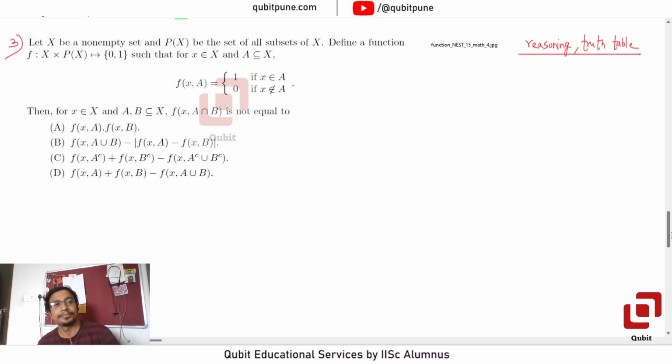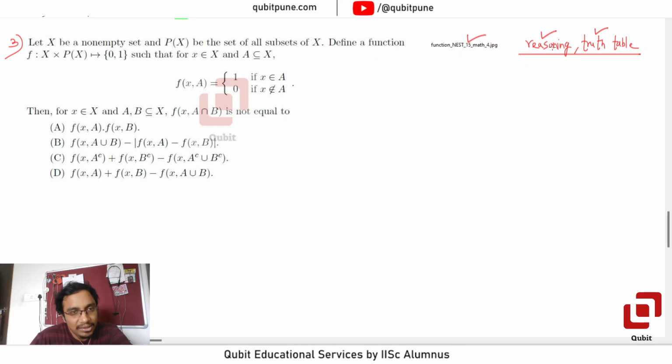Third. This is from Nest 15. A slightly mixed concepts MCQ. And if you people have studied reasoning in 11th standard, or in some textbooks they call it mathematical logic, and in particular the truth table, okay, 1 0 or TF, this question will be easier for you.